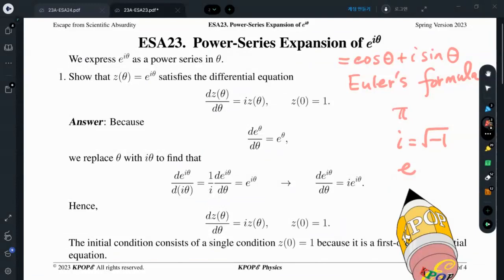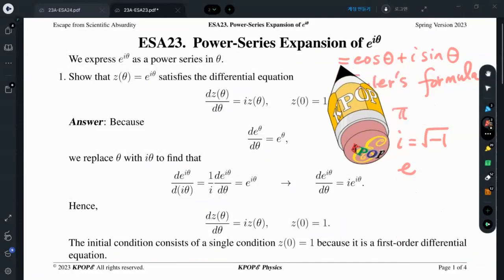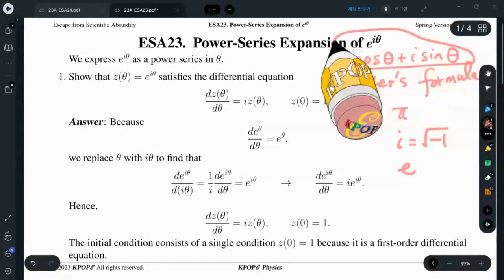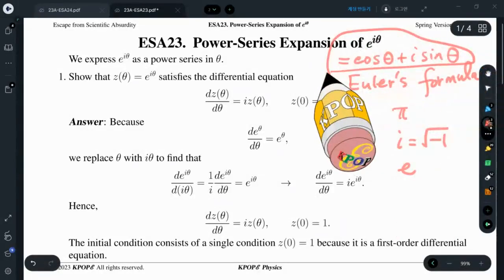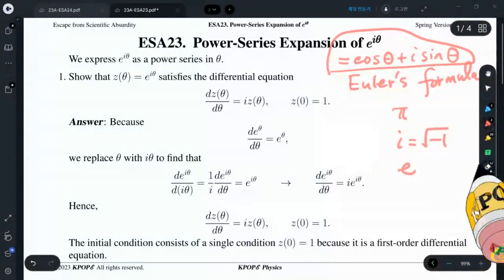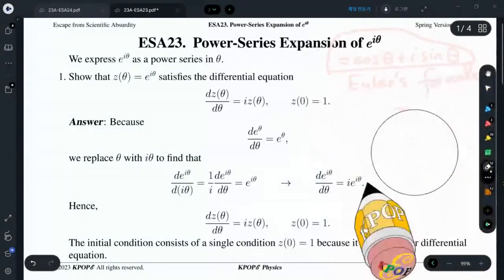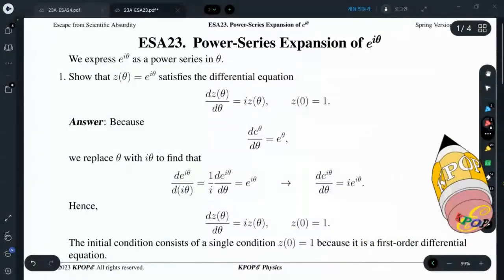Anyway, the exponential function, especially extended to the complex plane, is a very, very useful formula in physics, mathematics, and many other places. So we study this today.